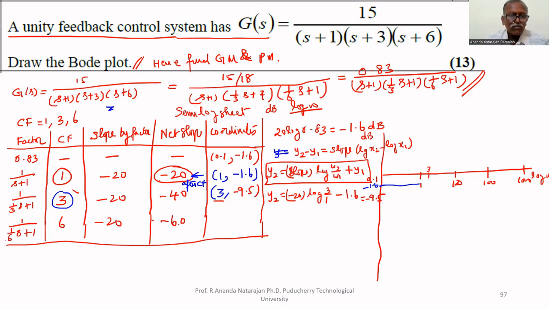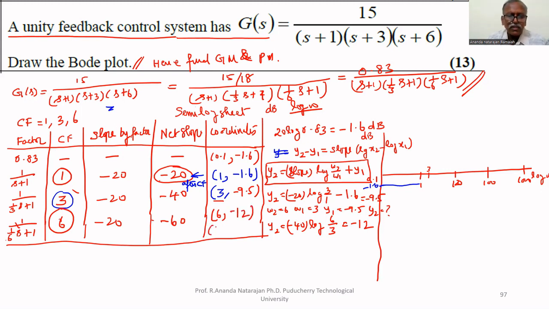Now, we have to find the coordinate for this 6. Omega 2 equal to 6, omega 1 equal to 3, y1 equal to minus 9.5, and y2 we have to find. Slope is minus 40 up to 6. Therefore, y2 equal to slope minus 40 log omega 2 by omega 1, that is 6 by 3, that is equal to minus 12. So the coordinate is minus 12 here.